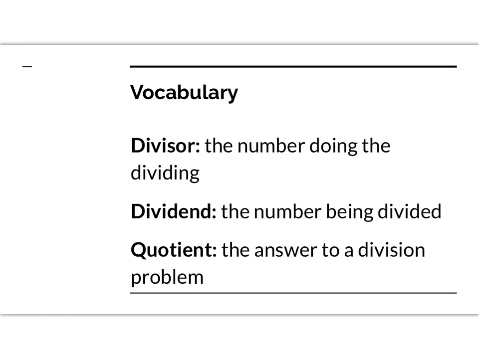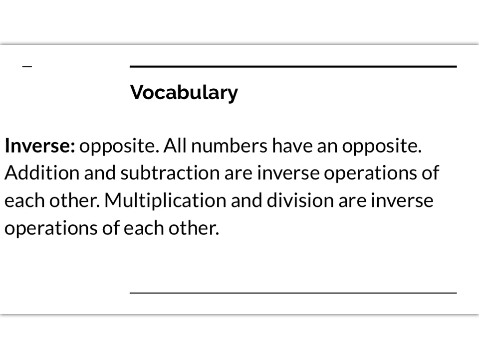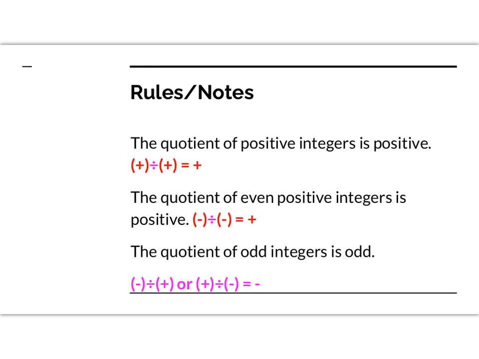Okay, there's our objective and our vocabulary, the same words as for multiplying integers, so please watch that video if you haven't looked at it. The same things apply. A positive divided by a positive gives you a positive. An even amount of negatives will give you a positive.